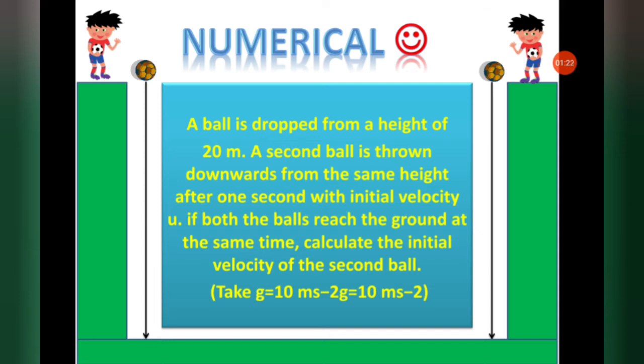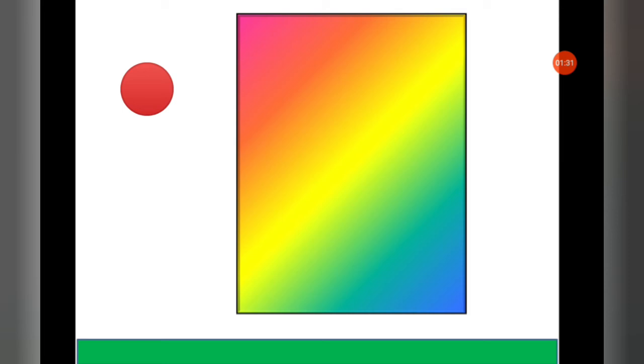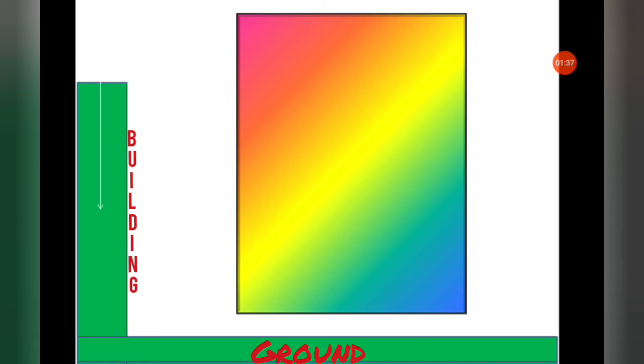देखिए, we have two cases here. Case 1, the ball is dropped. Case 2, the ball is thrown. Okay. फर्स्ट केस को स्टडी करते हैं पहले. फर्स्ट केस में क्या है? If ball is dropped, look here, this is ground and this is the building.